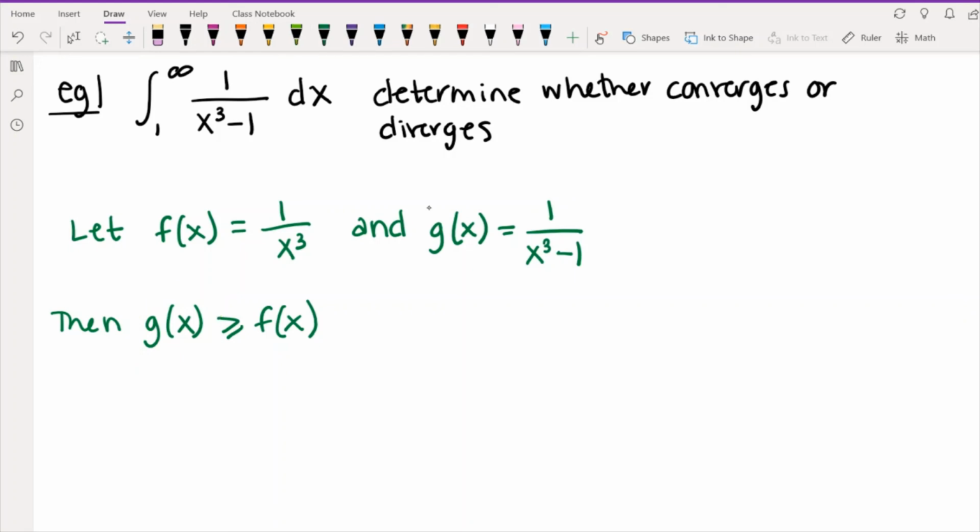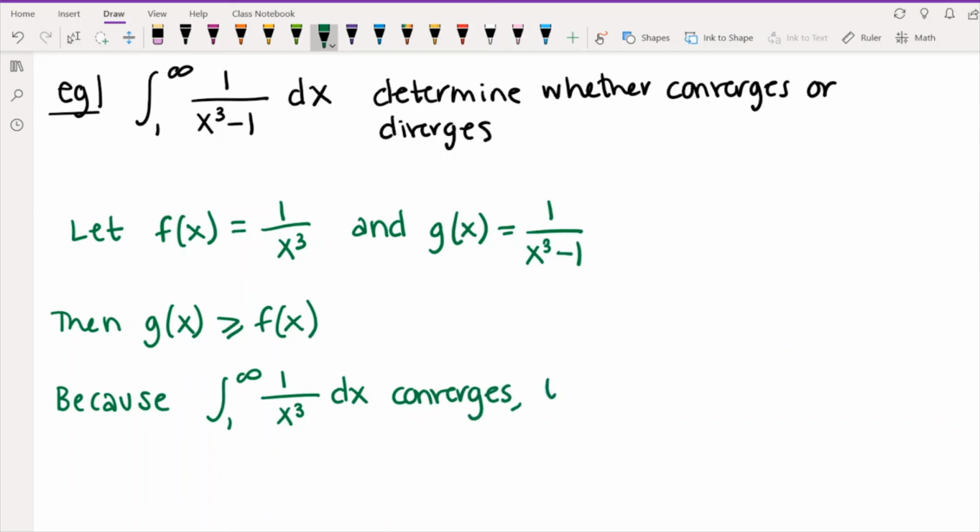So let me kind of write that down here. So basically, because the integral from 1 to infinity of 1 over x cubed dx converges, the comparison theorem just doesn't tell us anything here.